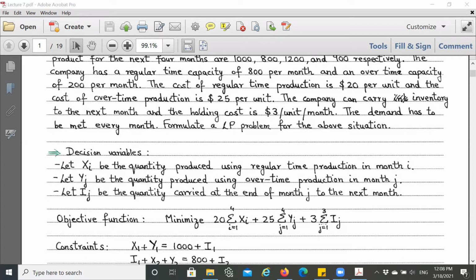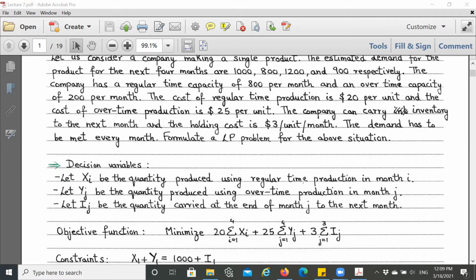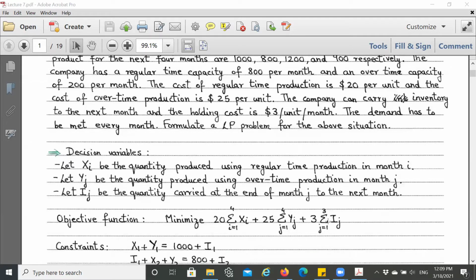Plus the $3, which is a storage cost for storing the extra items that you produce in the month J, and you want to carry it over to the next month. So, for example, J can take values of 1, 2, and 3 only. It cannot take 4 because in month 4 there's nothing else to carry over. So you can carry from month 1 to month 2, month 2 to month 3, and month 3 to month 4. That's why J goes from 1 to 3.